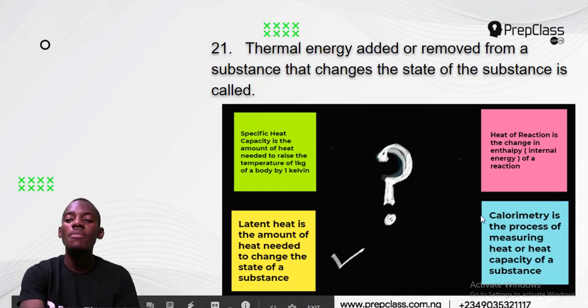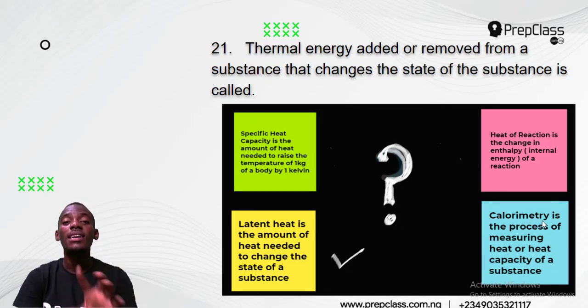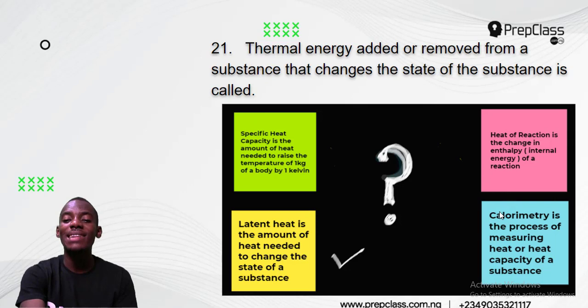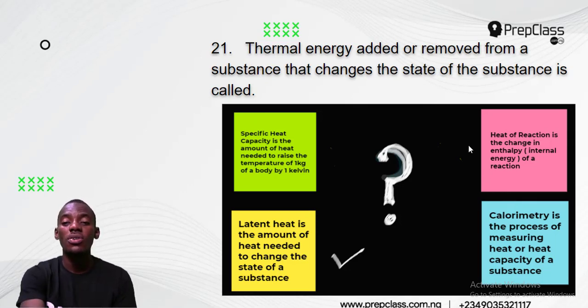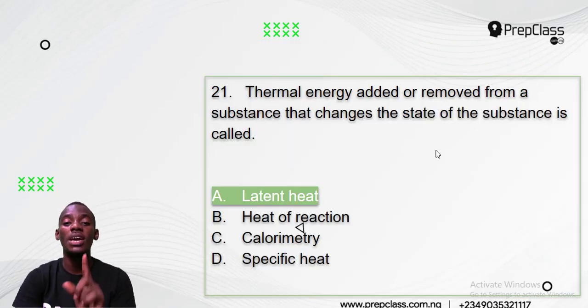Now let's talk about calorimetry. Calorimetry is the process of measuring the heat or heat capacity of a substance. It has to do with a calorimeter, used in the laboratory for measuring heat change. The specific heat capacity of a body is measured by calorimetry, so the answer to that question is simply latent heat, because it has to do with change of state. So the simple answer is latent heat, and option A is the correct answer.